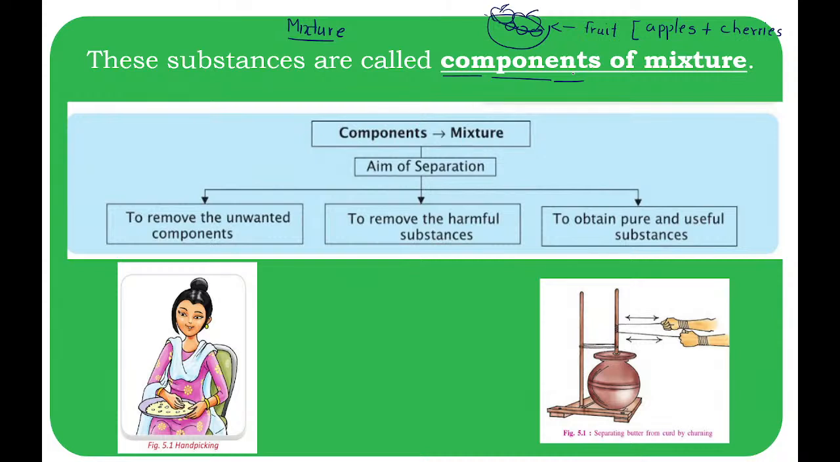Now this fruit basket is made up of two kinds of fruit, both are useful. So let us see whether the components of a mixture are useful or not useful. The components of a mixture can be useful or they may not be useful. For example, why do we need to separate them? Suppose I want only apples in this basket. So I will start removing the cherries and keep them separate, and I will make another container comprising only cherries.